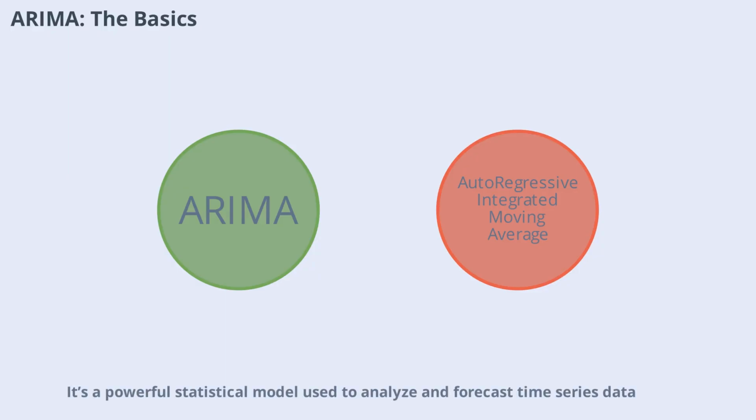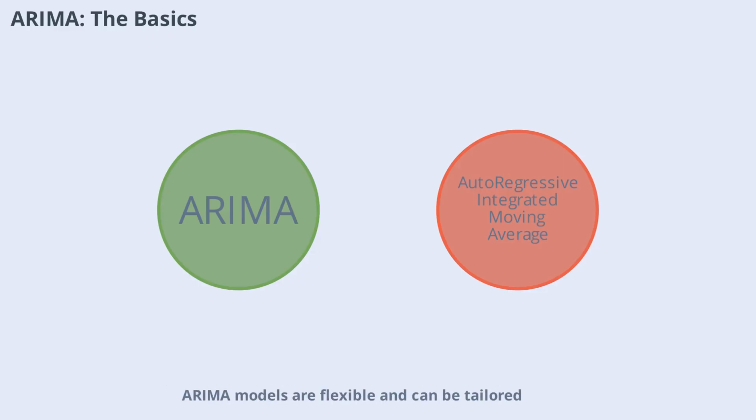ARIMA stands for Autoregressive Integrated Moving Average. It's a powerful statistical model used to analyze and forecast time series data. The model combines three key elements: autoregression, integration, and moving average. Each component plays a unique role in capturing different patterns within the data. ARIMA models are flexible and can be tailored to fit a wide range of time series, making them a go-to choice for analysts worldwide. In the next scenes, we'll break down each part to see how they work together.